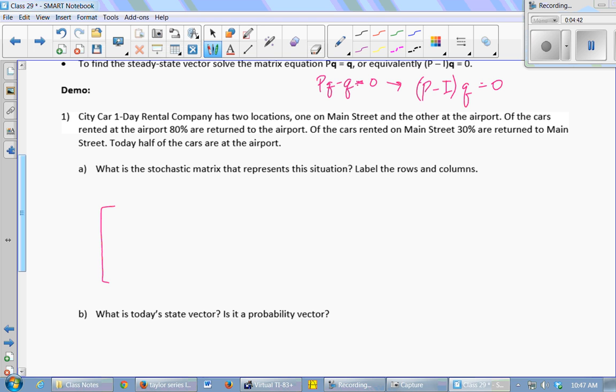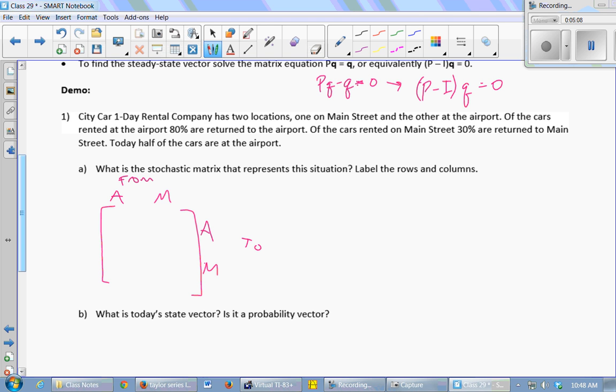I'm going to have from and to. I could have airport and downtown. I should have said Main Street. Whatever, it doesn't matter. I called it Main Street. Okay.